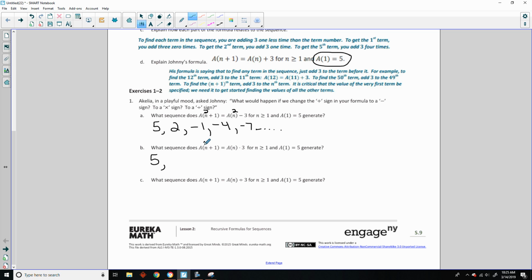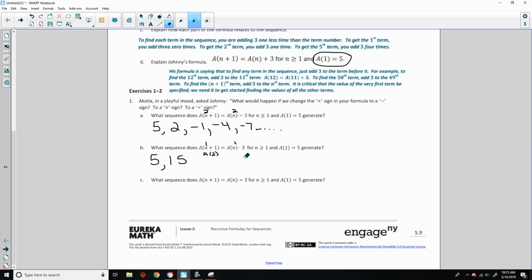All right, and then we would do a of 1 plus 1 would be the first term times 3. So a of 2, 1 plus 1 is 2, this would equal a of 2. A of 2 equals a of 1 times 3. A of 1 is 5, times 3 is 15.